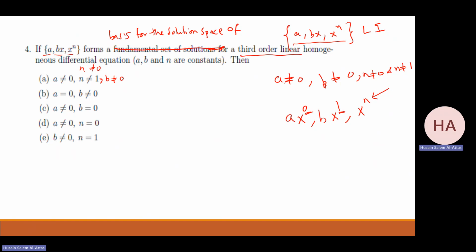If I have all of these conditions, I think it needs n not equal to 0. So if I have all of these conditions, then for sure, this set will be linearly independent.